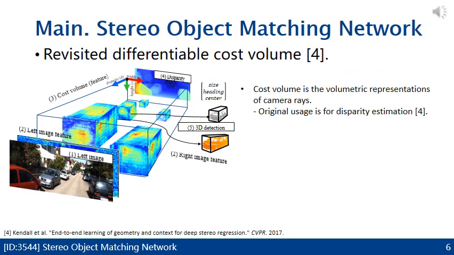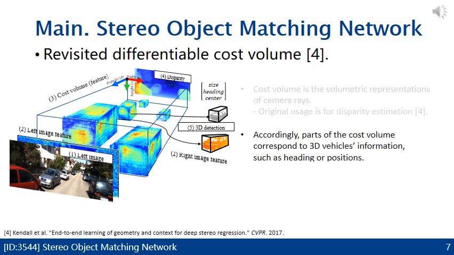Let us shortly revisit the concept of differentiable coarse volume. The coarse volume is the volumetric representation of camera rays to encapsulate the 3D world in the view of the referential camera. Our idea starts from its definition, and we extend the usage of the coarse volume for 3D object detection as well. It can be thought of as part of the coarse volume becoming an instance level volume that can describe headings or positions of each vehicle.